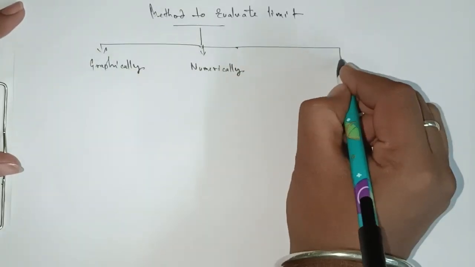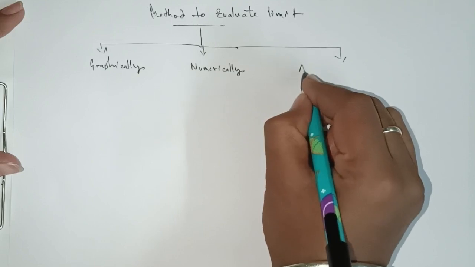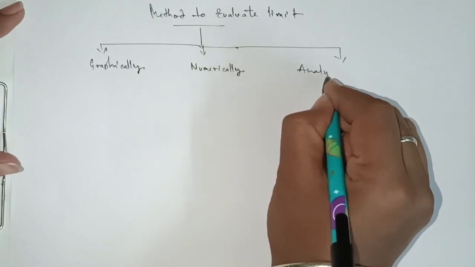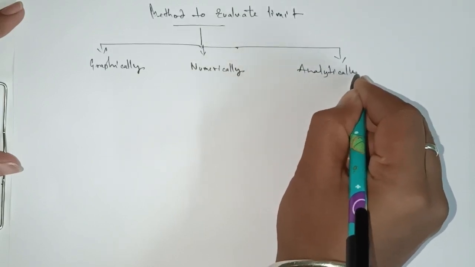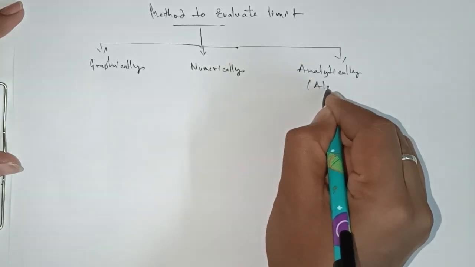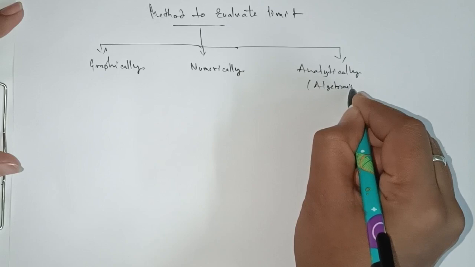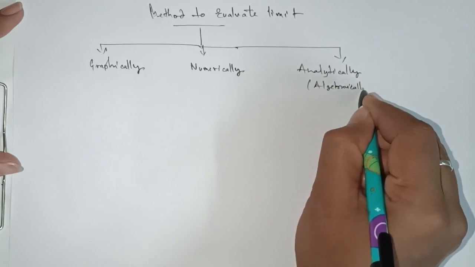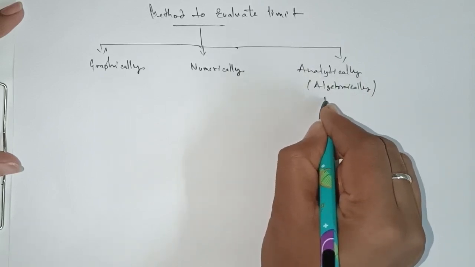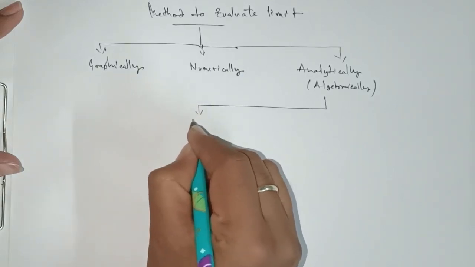So the third one we'll go to is analytically, or simply we say algebraically. We'll use a few concepts here. We'll see now in detail. This one we have in our syllabus, algebraically. Under this algebraically, you have three general methods.